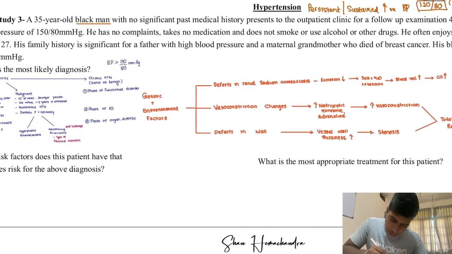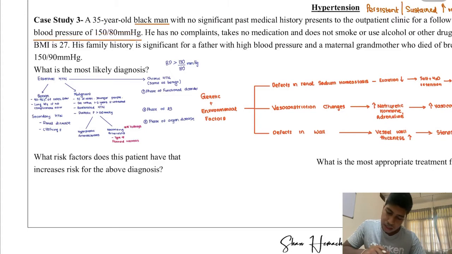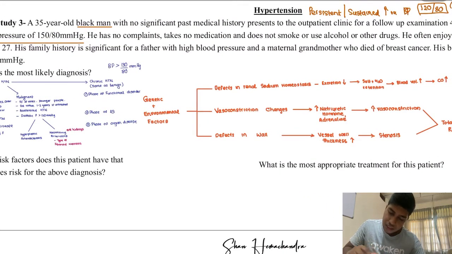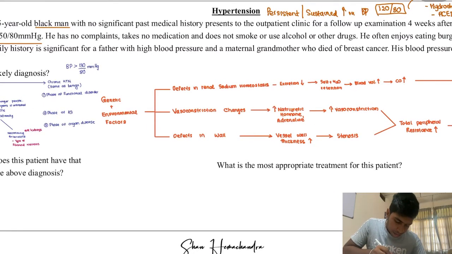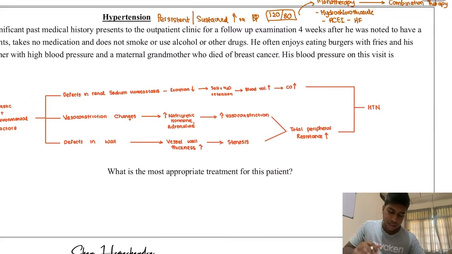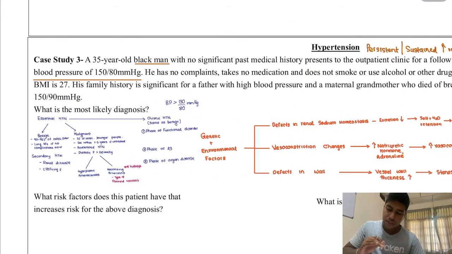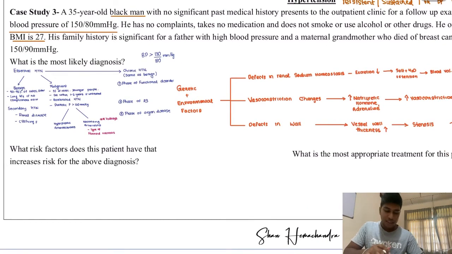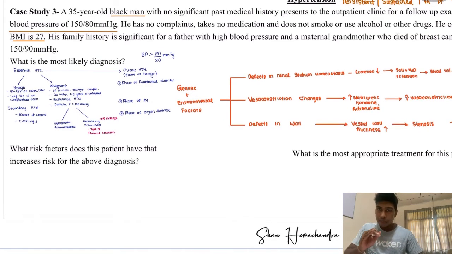Black man, no significant medical history, comes for a follow-up examination 4 weeks after he was noted to have a blood pressure of 150/80. This is the second visit. No complaints, no medication, does not smoke or use alcohol or any other drug. Often enjoys eating burgers with fries, and his body mass index is 27. So what does that mean? He's in the obese range. 25 is the cutoff point.